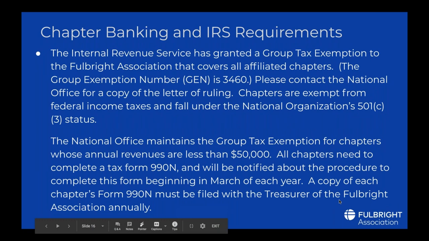The IRS gives you this under our group tax exemption, the same umbrella. We can give you the ruling of our federal tax exemption if you want that. Some banks want that too. You do not have to pay federal taxes, but this does not include state taxes, which we'll talk about later. You can have up to, it used to be $25,000, now you can have up to $50,000 in your bank account. I wish we did have chapters that had that kind of money, but that means that you don't have to report on anything 50 and below.